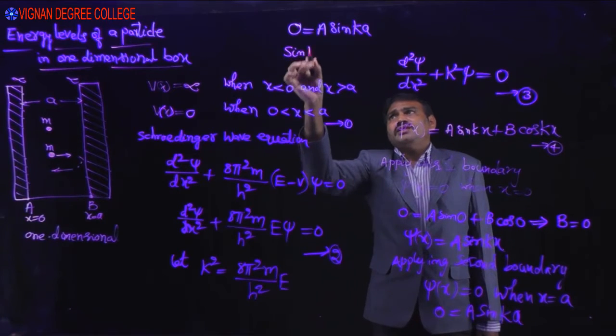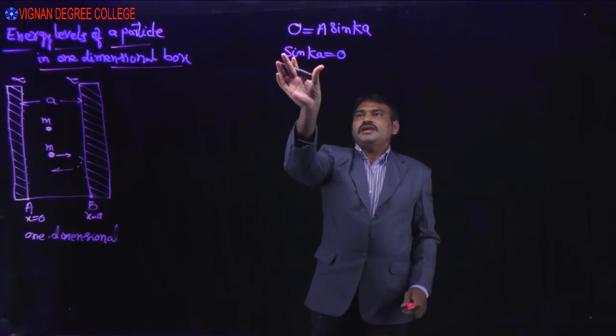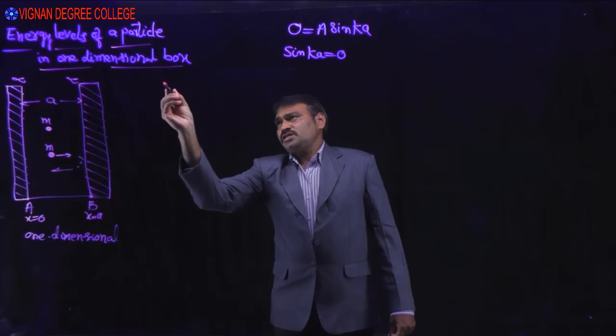Sin ka is equal to 0. When does sin ka become 0?